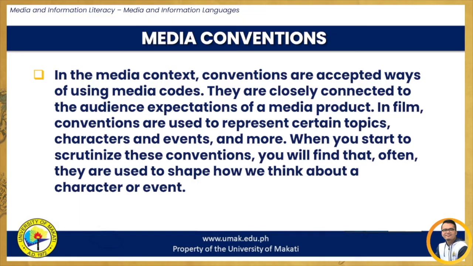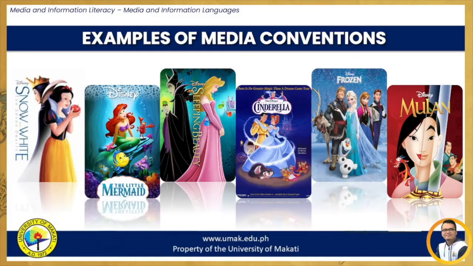When you start to scrutinize these conventions, you will find that, often, they are used to shape how we think about a character or event. For example, when a fairy tale is written, it commonly starts with "Once upon a time" and ends with "and they lived happily ever after." The main characters are often portrayed as a damsel in distress that must be saved by a prince, and there is a presence of magical characters like witches, fairies, talking animals, and moving objects.